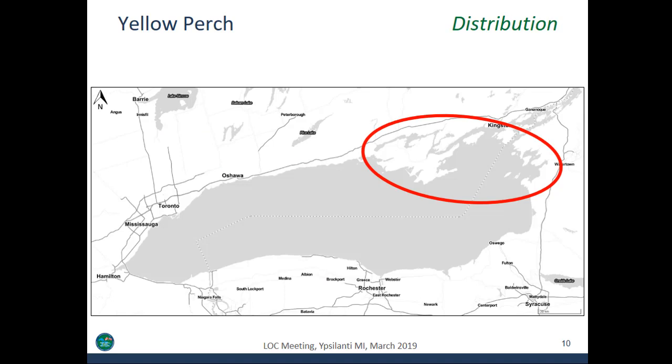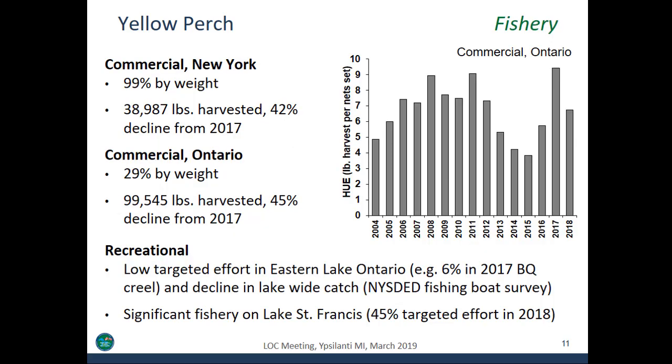So moving to yellow perch, the distribution I'm talking about here for the next few slides is Bay of Quinte and Eastern Basin. The fishery is comprised of commercial in New York and Ontario. The commercial New York fishery is relatively small, but it's dominated by yellow perch, almost 100%. Just under 40,000 pounds was harvested last year, but this is a decline of 42% from 2017. Similarly, in Lake Ontario, there's a commercial fishery, almost 30% by weight. Just under 100,000 pounds was harvested.